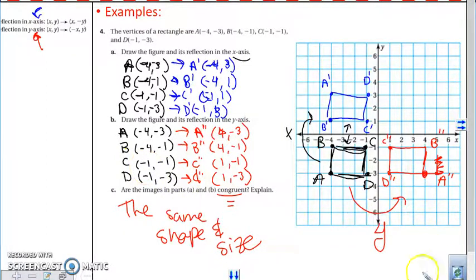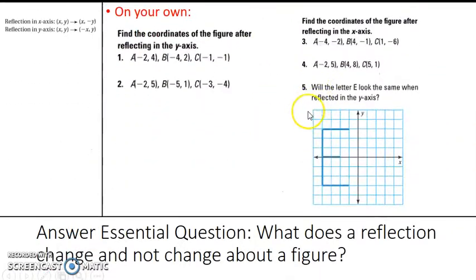Let's go to those on your owns. Okay, for these on your owns, you don't have to graph this. You can use our cheat, okay? And it's not really a cheat because it's the property of this, the property, okay? Also, for 3 and 4, you don't have to graph it unless you need to. You can use the property that we know, okay? And then number 5, will the E look the same? Here's what you should have gotten.